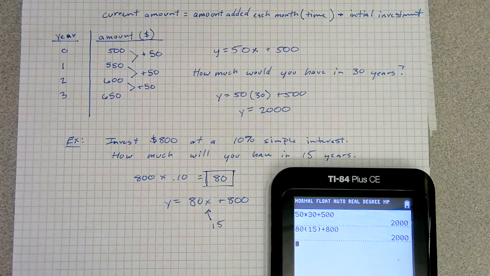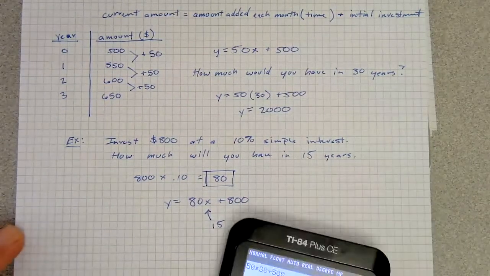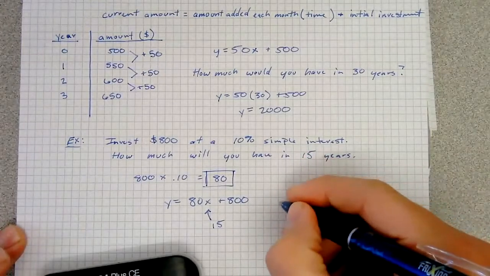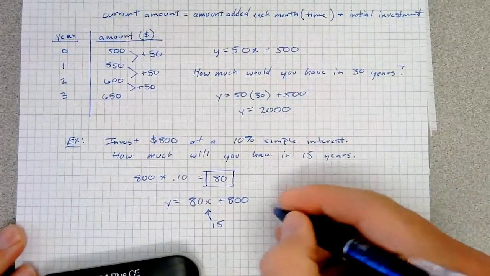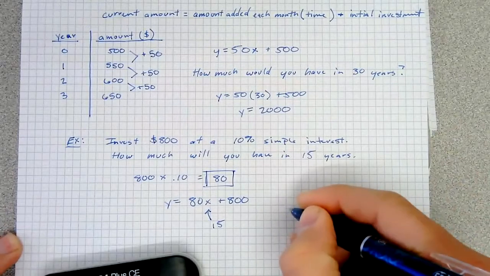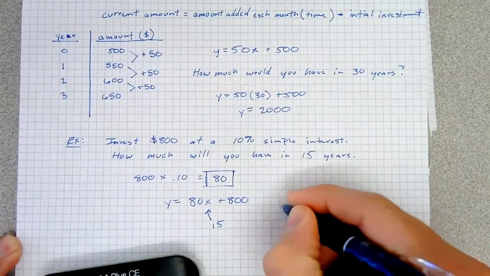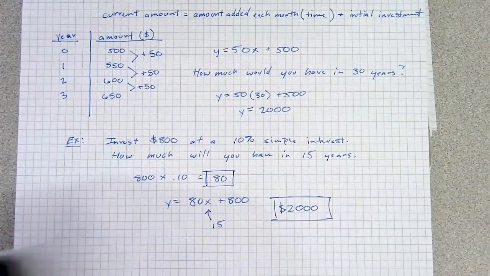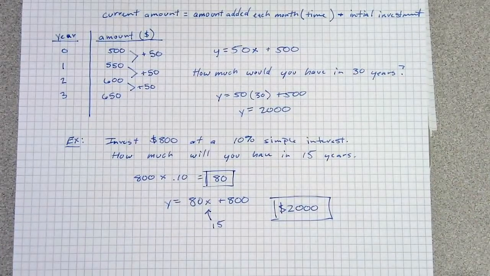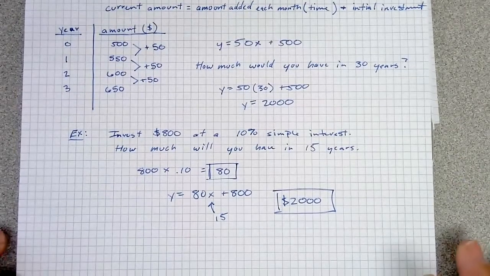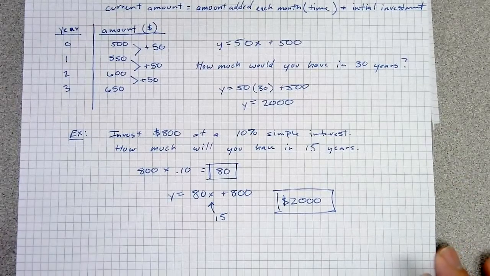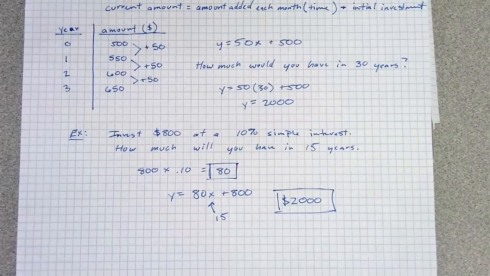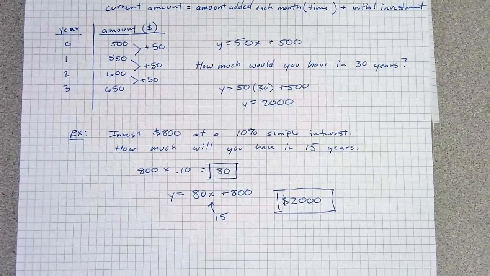Well, that's weird. Did not mean to do that, but it ends up being the exact same as the previous example, where after 15 years, you would have $2,000. Just a coincidence that it's 2000 again. I don't think it's always going to be the case. All right, so simple interest: find out how much you're adding from one year to the next, and just keep adding that, and so on and so forth.